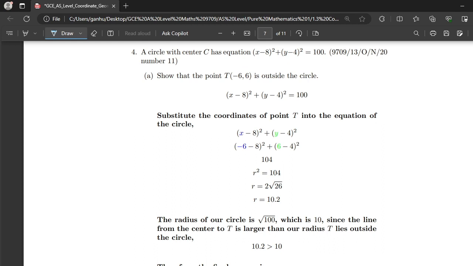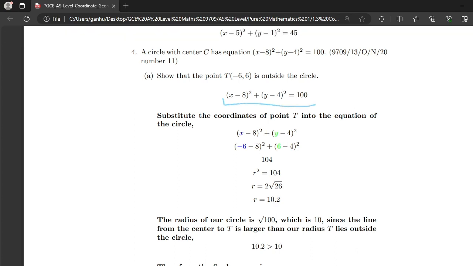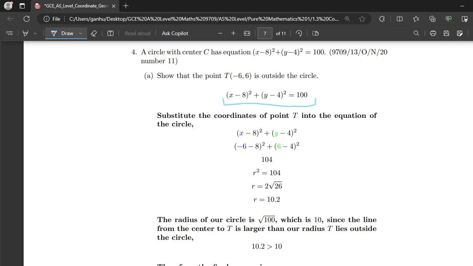A circle with center C has equation (x minus 8) squared plus (y minus 4) squared is equal to 100. Show that the point T (-6, 6) is outside the circle. So we're given that a circle with center C has this equation, and that means that its center C has the coordinates (8, 4), and it has a radius of 10. Then they are asking us to prove that the point T (-6, 6) is outside the circle.